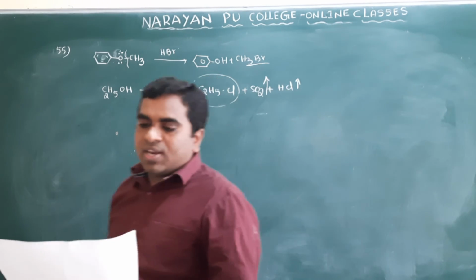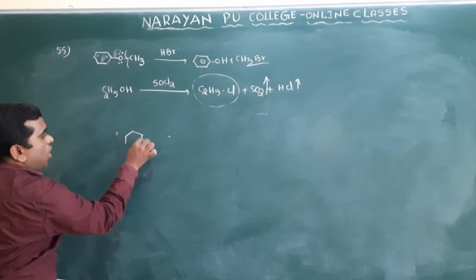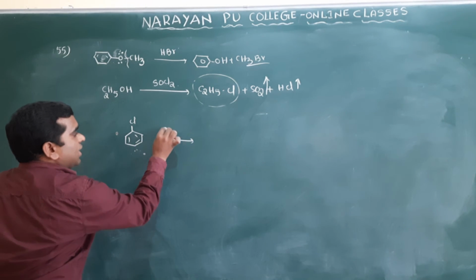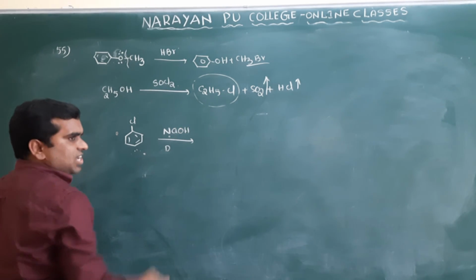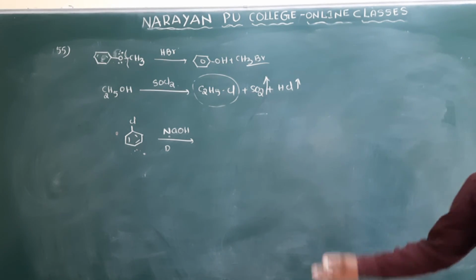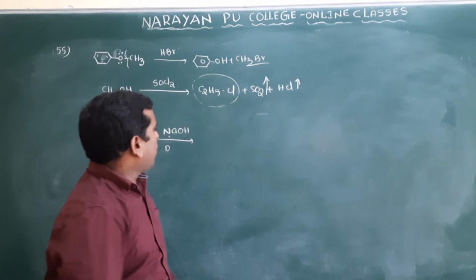Question 57. The Dow reaction involves what? It is the preparation of phenol from chlorobenzene. Here you use NaOH under very drastic conditions. I mentioned here that you have to apply pressure and heat the reaction above 600 degrees temperature. Then what will you get?